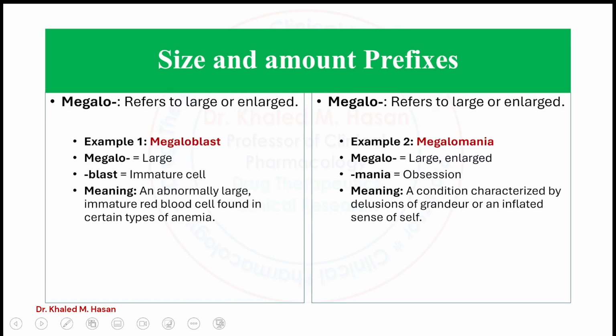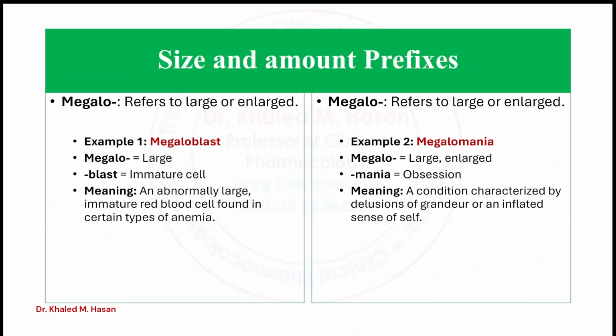Moving to the next medical terminology, we have megalo, for example megaloblast and megaloblastic anemia. Megalo refers to something large or enlarged. Blast means immature cells. Megaloblast means an abnormal, large, immature red blood cell found in certain types of anemia. So we have megaloblastic anemia.